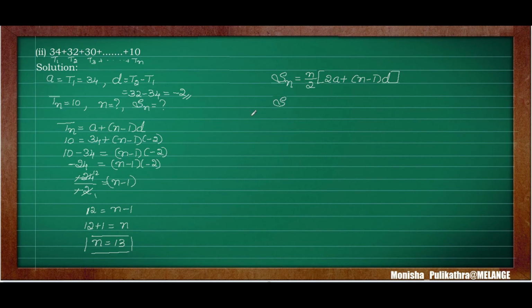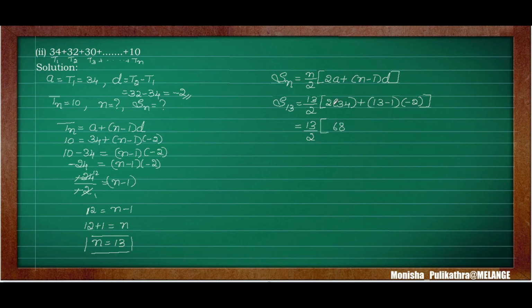So here n is equal to 13. So S13 is equal to 13 by 2, 2 into A is 34 plus n is 13 minus 1 into D is minus 2. Okay. So if it is not divisible by 2, then we have to write it as it is.